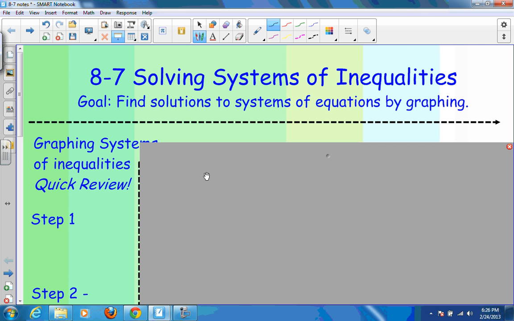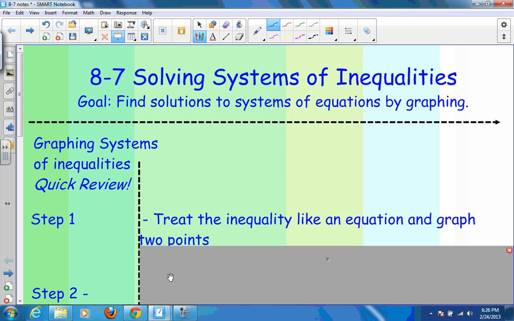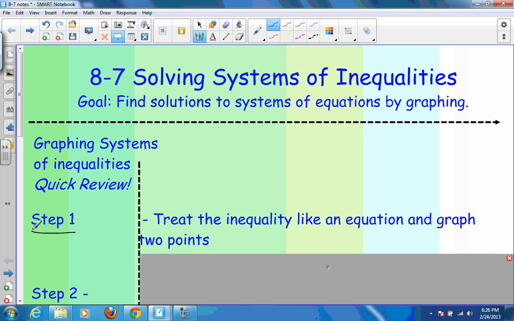I'm going to go through these steps. If you need to pause and write down the steps, please feel free to do so. We're going to roll right through here. All right, so the first thing that you do in step one is treat the inequality like an equation. So instead of concentrating on these symbols here, you're going to replace them and think of all of those symbols as an equal sign. Okay, you're going to do that and graph 2 points. Again, these are linear inequalities, so you're all going to have straight lines.